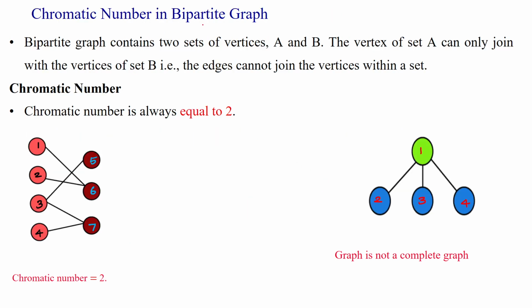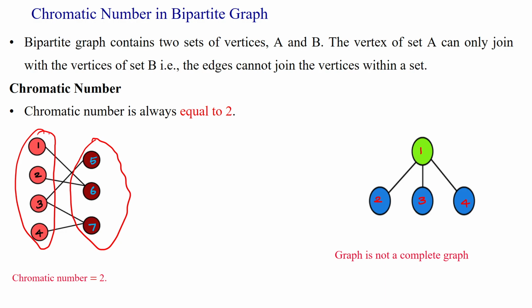So we cannot calculate the chromatic number based upon the complete graph. And another one is the bipartite graph. A bipartite graph has two sets of vertices, A and B. For example, this is set A. Set A has vertices 1 2 3 4 and set B has 5 6 7. The vertices in the same set cannot be connected. That means there should not be an edge between 1 and 2, or 1 and 3, or 1 and 4, because in a bipartite graph the vertices in the same set should not be connected to each other. They should be connected with the other set of vertices in the given graph, right?